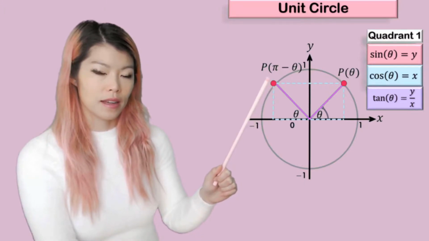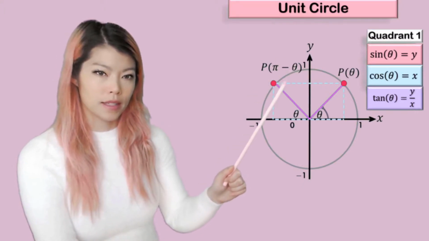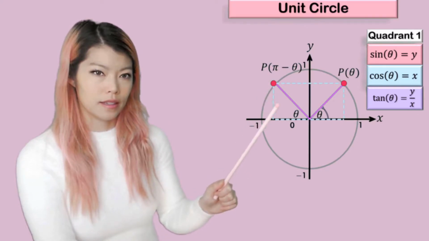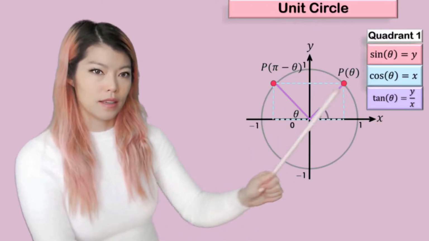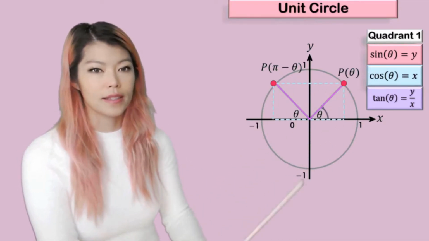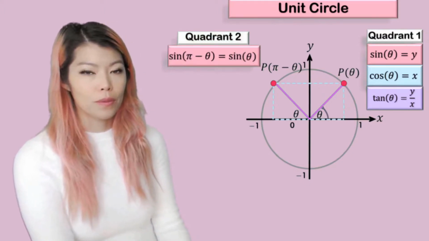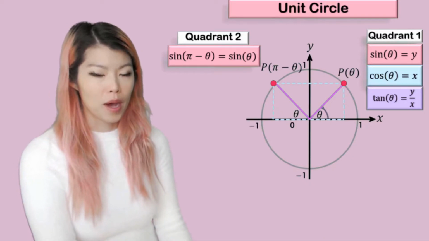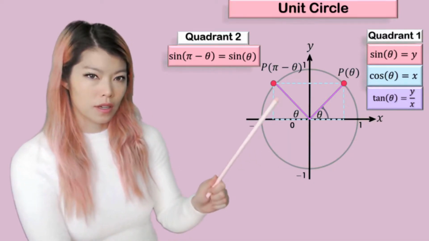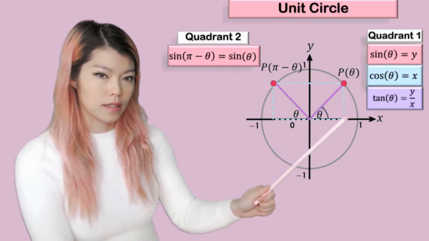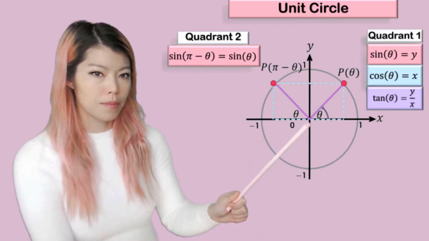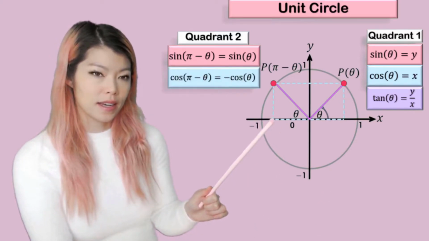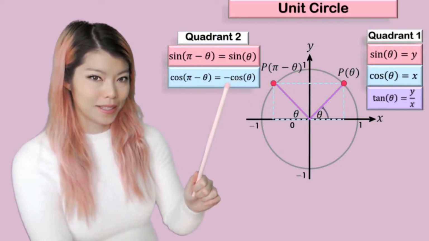We can see that the point of pi minus theta over here, the sine, your y value, is the same, because look, the heights are the same. So in quadrant 2, sine of pi minus theta, so this point here, is the same as sine of theta. What about cos at this point? Well, the distance, the x value looks the same, except the x value on this side is negative. So cos of pi minus theta is the same as cos theta, but negative.